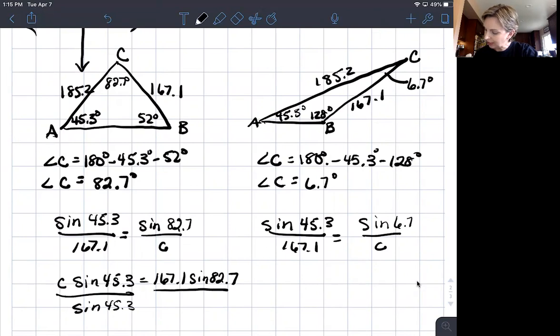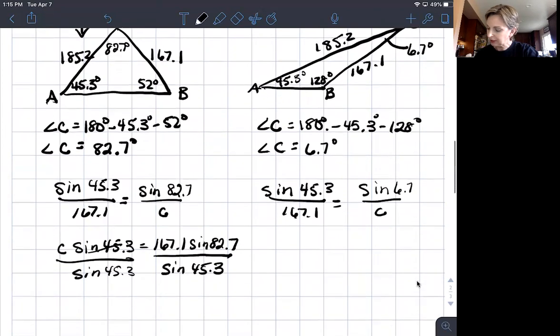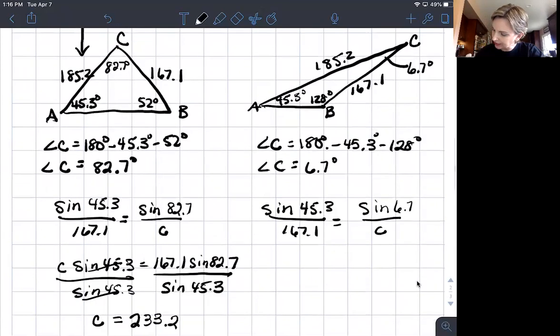Feel free to always pause the video, take some time, right? Do the calculation on your own and then see if you get the same thing I have, right? So side C is going to be that little calculation you do there on your calculator. Okay, so side C on the first triangle is going to be 233.2. Go ahead and take a look at that. Does it make sense? Now I've got everything in that first triangle. Is the longest side opposite the longest angle? Is the shortest side opposite the smallest angle? Everything looks good there with that triangle.